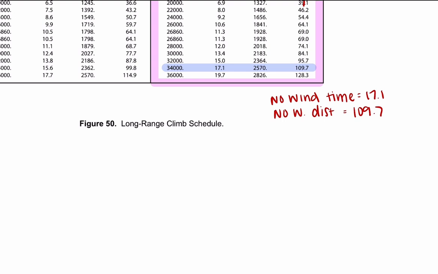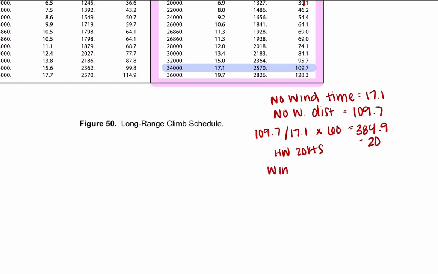So remember, to get our ground speed, it's distance divided by time multiplied by 60. So we're going to take 109.7 divided by 17.1 times 60. And that's going to equal 384.9. Now we need to adjust for that wind component. So we're going to take 384.9, and remember that we have a headwind of 20 knots. That headwind slows us down, so we are going to subtract 20 from this.